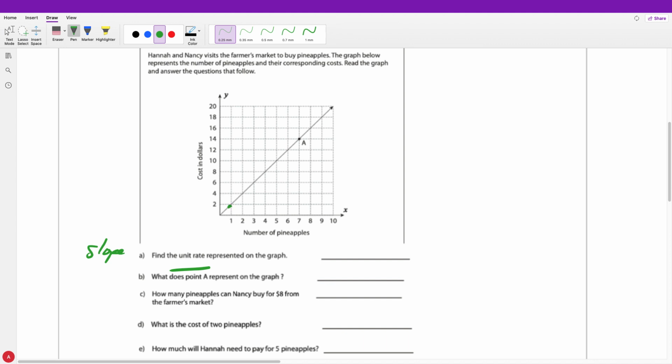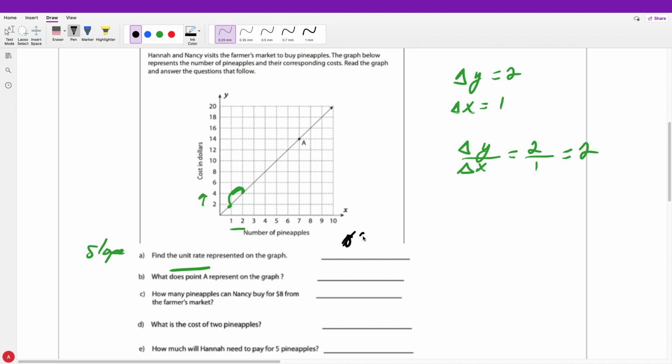Once again, we want to find where it crosses in the corner twice. And we see our change in y is 1. However, our y value as we move up on our axis is actually 2. So our change in y is equal to 2. And our change in x, we're moving over 1, and we are counting by 1. So our change in x is equal to 1. So our change in y over change in x is equal to 2 over 1, or 2. So the unit rate is, we can say, $2 for every 1 pineapple.